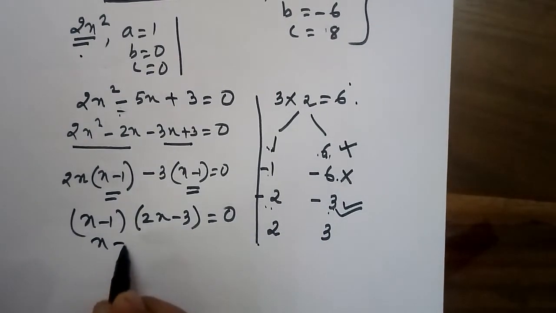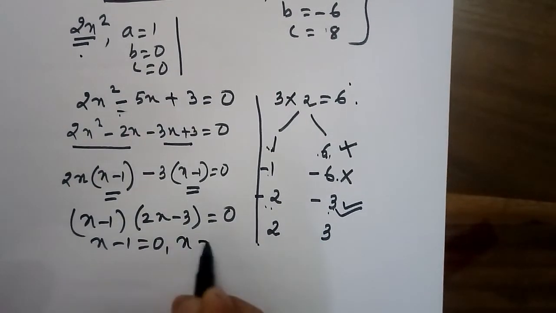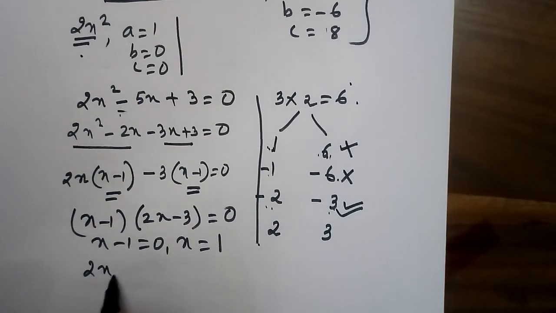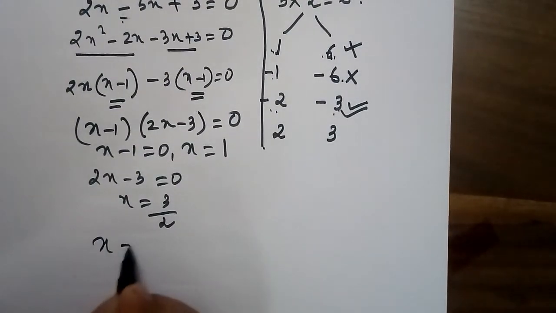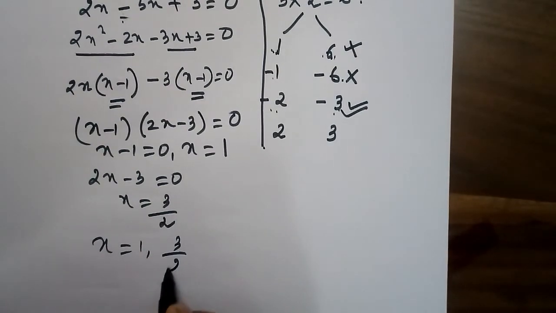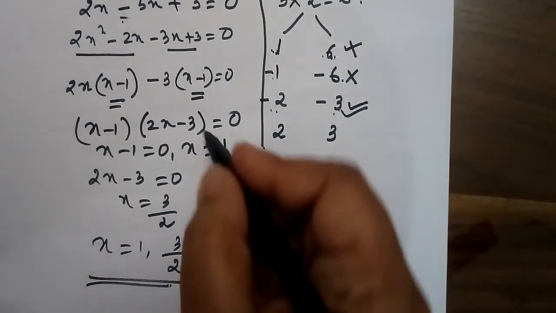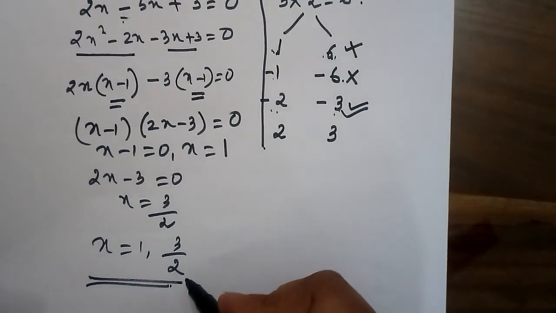I equate the first bracket equal to 0, I get x equal to 1. I equate the second bracket equal to 0, I get x equal to 3 by 2. So I get my final answer as x equal to 1, x equal to 3 by 2. They are the two zeros of this particular quadratic polynomial.